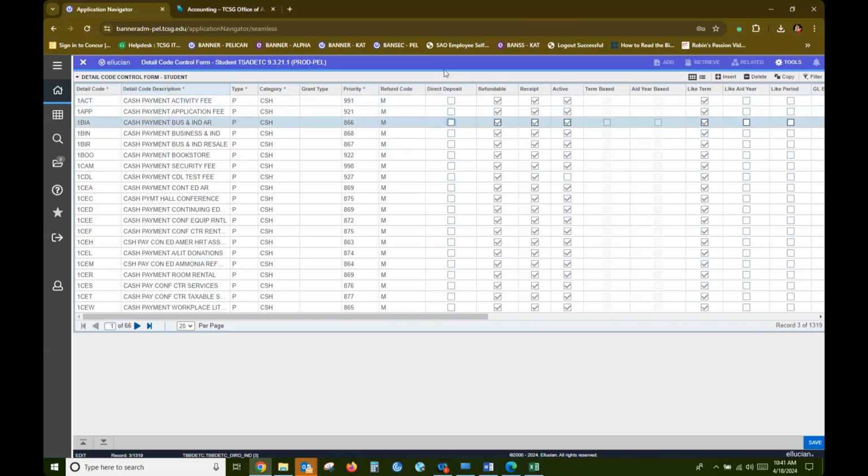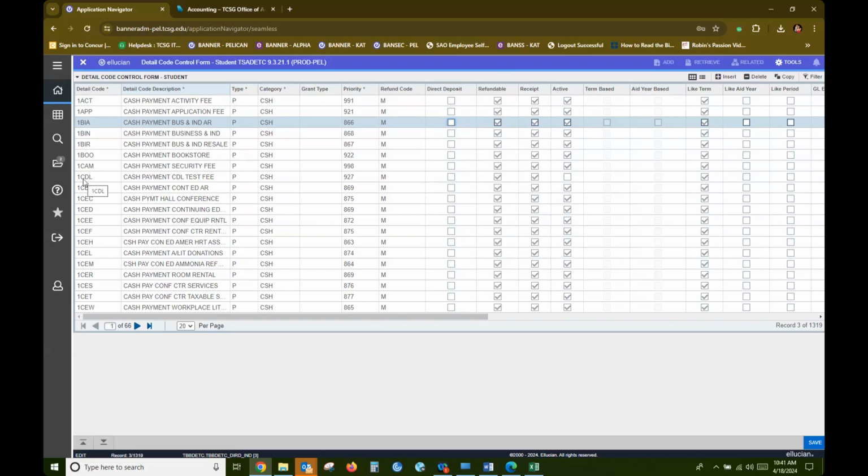All right, direct deposit. We do not do direct deposit for Banner Finance. That one can be left blank. Refundable, we generally check refundable because most of our stuff is all refundable. Receipt should be checked, and receipt only needs to be checked for payments, right? Because a charge is not going to get a receipt, but a payment does. So payments will be the one where the receipt is checked. And active should always be checked unless it is not active.